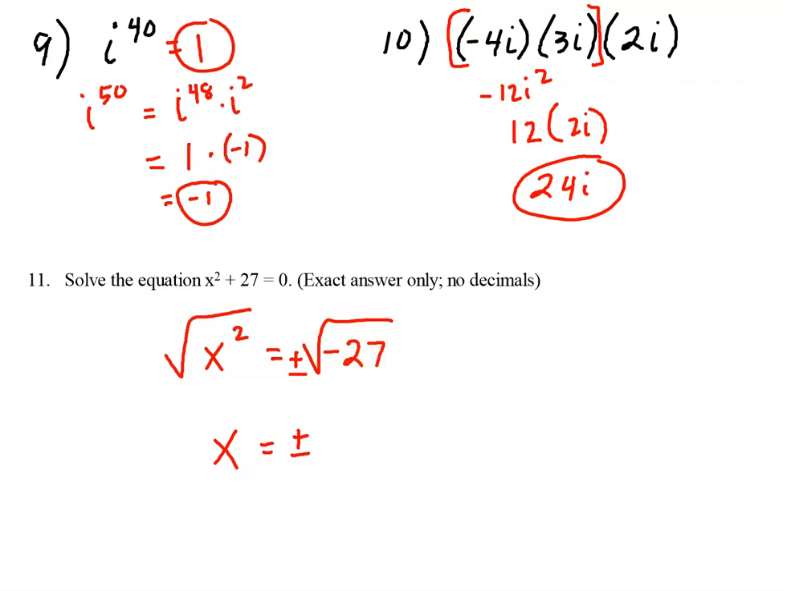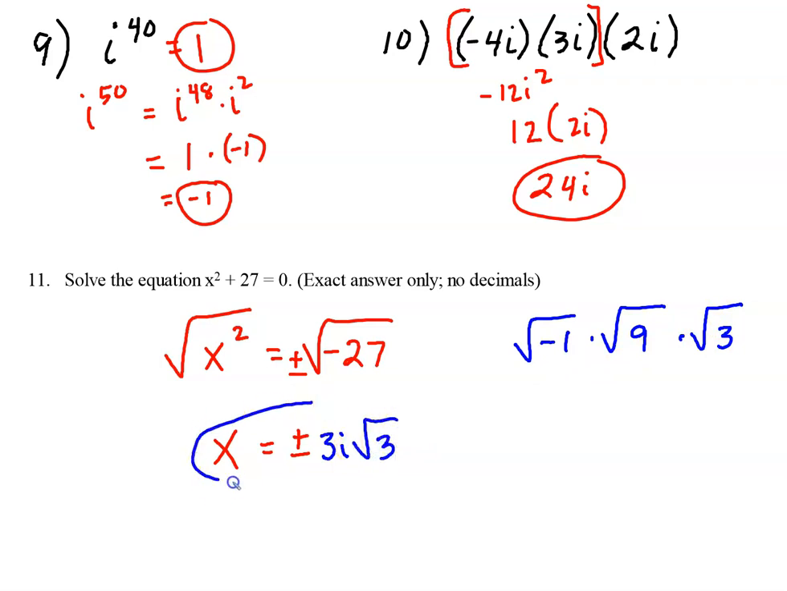So I'm going to show you in radical factors how to break this up. So I've got to use the square root of negative 1 because it's negative. Then I'm going to use the square root of 9 and the square root of 3. So these have to multiply together to equal this. And these first two radicals can be simplified. Square root of 9 is 3. Square root of negative 1 is i, and then this third radical stays radical. That's my answer for number 11.